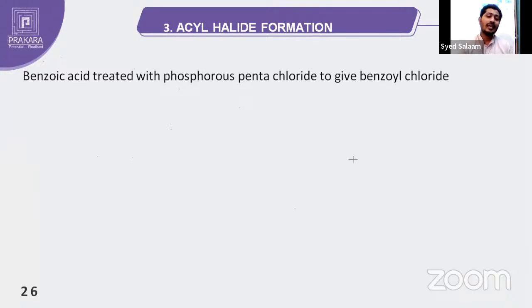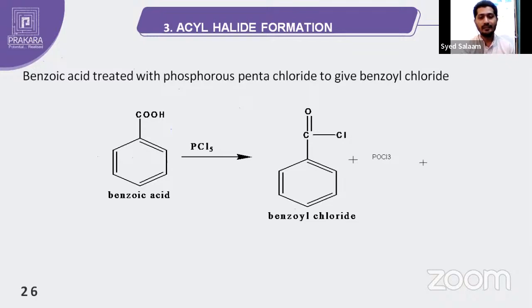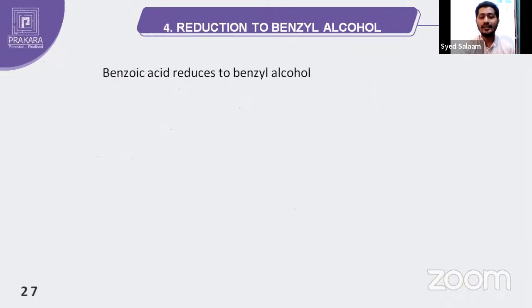Next is acylation. Benzoic acid when treated with phosphorus pentachloride: here the benzoic acid moiety reacts with phosphorus pentachloride and forms benzoyl chloride, along with phosphoryl chloride and HCl.